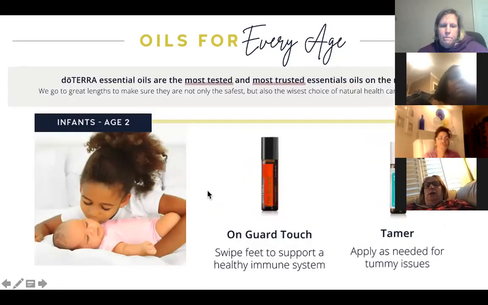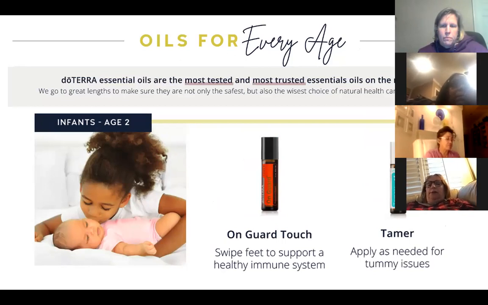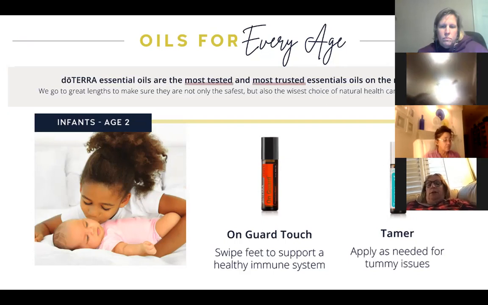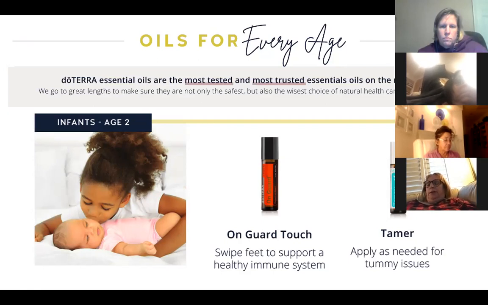And then additionally, we can certainly be using our touch rollers. These were absolutely, the children's collection, which we'll talk about in a second, was absolutely created for kids, so it's perfect. And then our touch rollers are always so convenient because they're already diluted with fractionated coconut oil. So the On Guard Touch, just doing a swipe on the feet, the same as we would do for older children, and then for adults for that healthy immune system. And then using Tamer from the kids collection for any tummy issues.